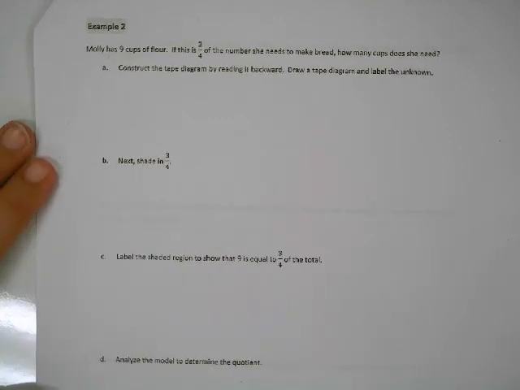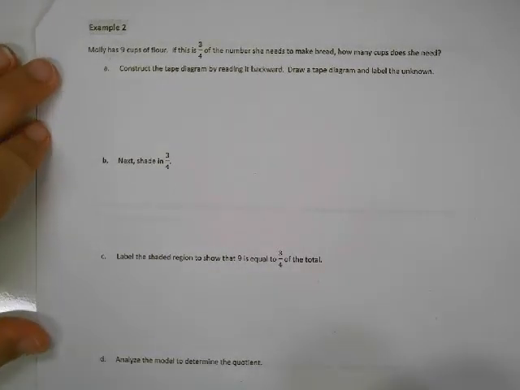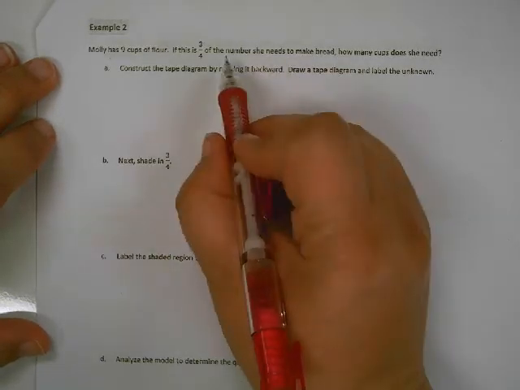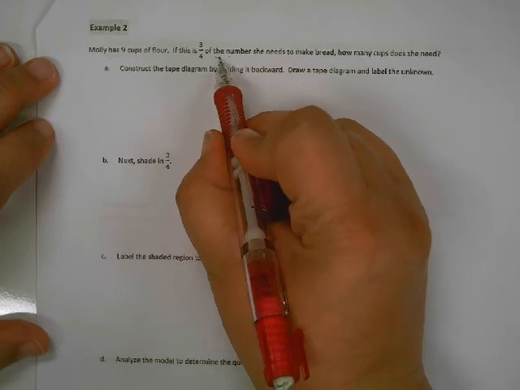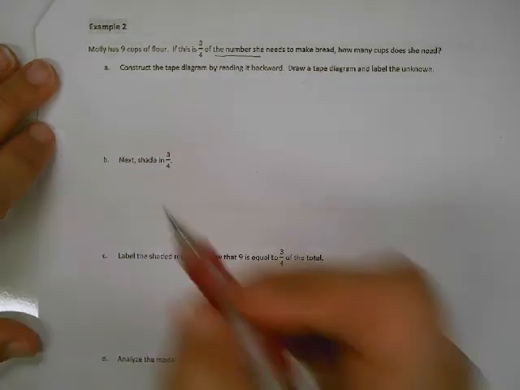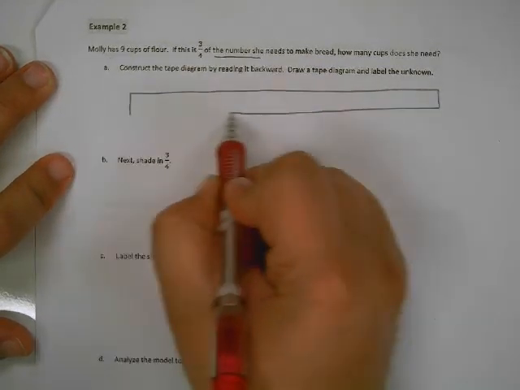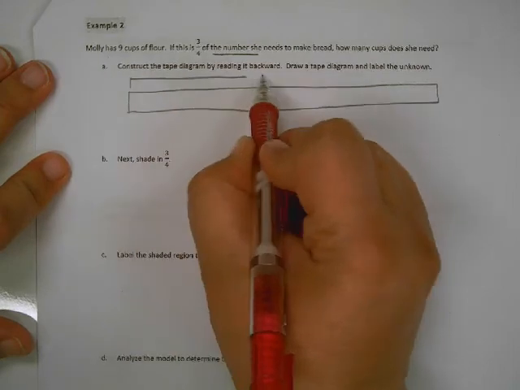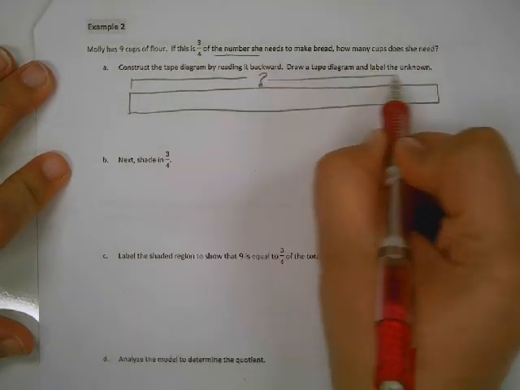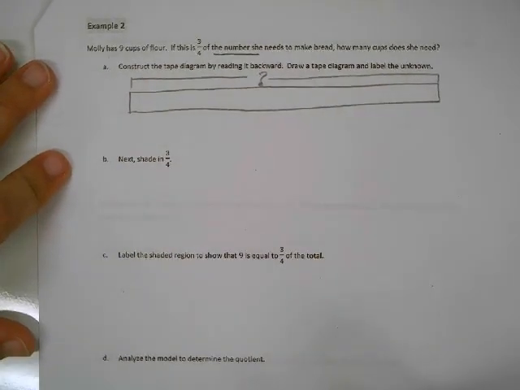Molly has 9 cups of flour. If this is 3/4 of the number she needs to make bread, how many cups does she need? So it says construct a tape diagram by reading it backwards. To draw a tape diagram and then label the unknown. So if I read it backwards, it says of the number. I don't know what that number is. So then the first part of my visual model is that part that I don't know. So this is like that second example that I gave you in your notes.